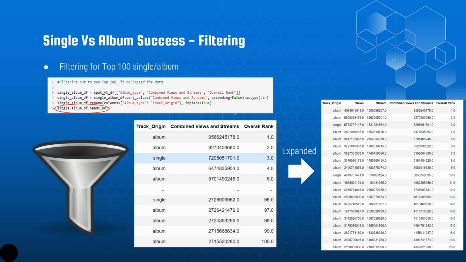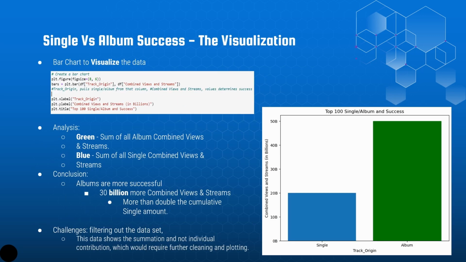When filtering out the data for the top 100, the output collapsed the data because the return was so large. To finally answer my question on which is more successful, I used a bar chart to visualize all the data. X label is the track origin, aka single or album, while the Y label is the combined views and streams in billions, aka our determination for success.